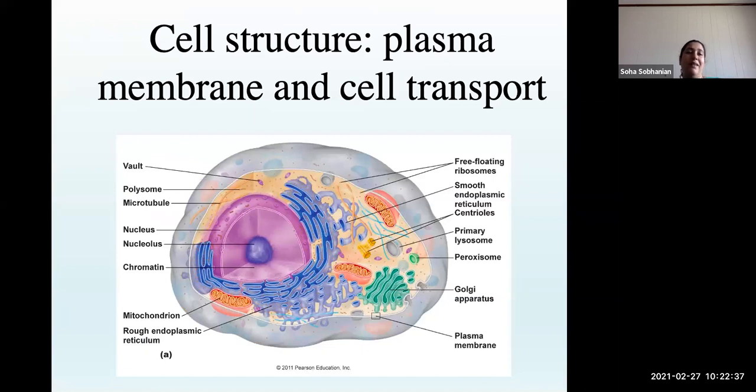So in our cell, we have quite a few structures inside, which is all of the labeling you see around it. That is basically called organelles. And we'll spend most of this PowerPoint talking about those organelles.